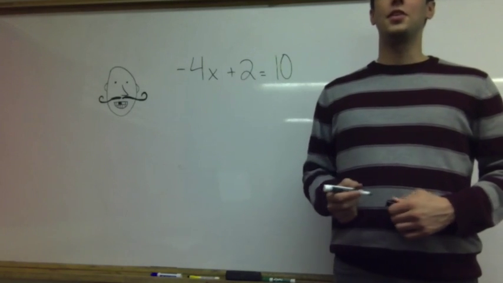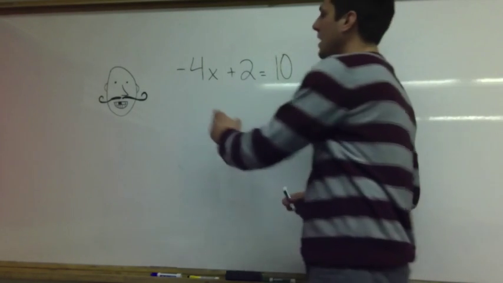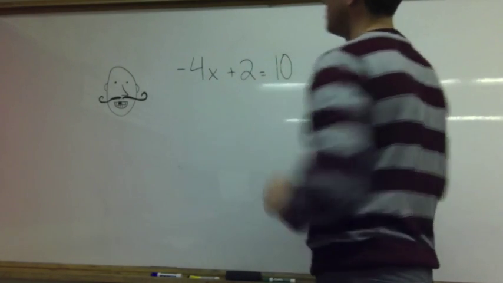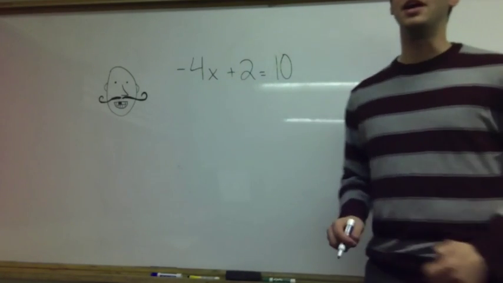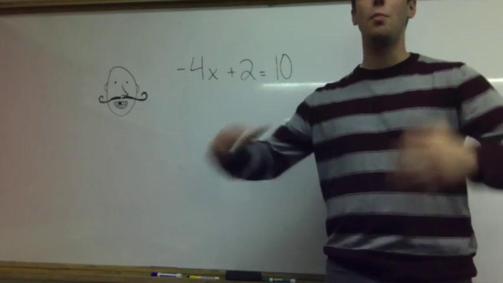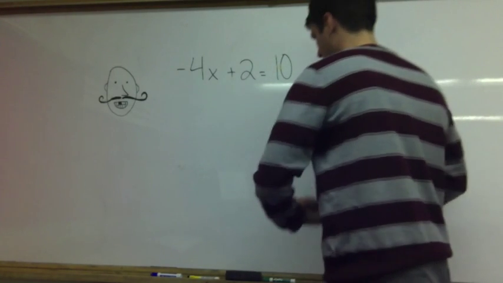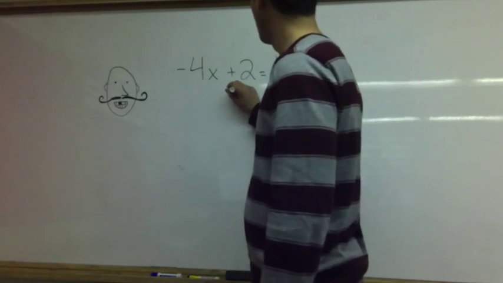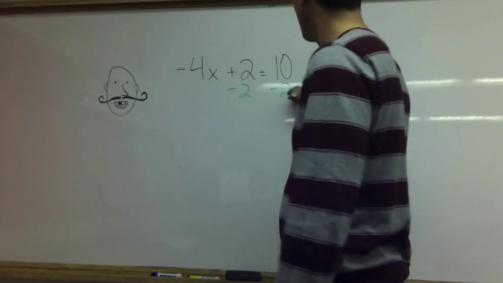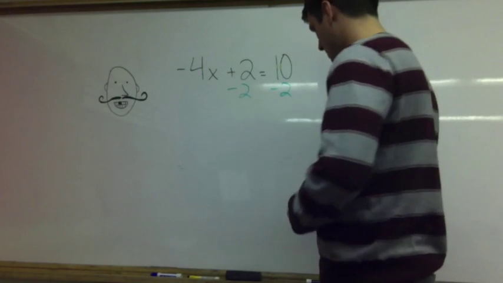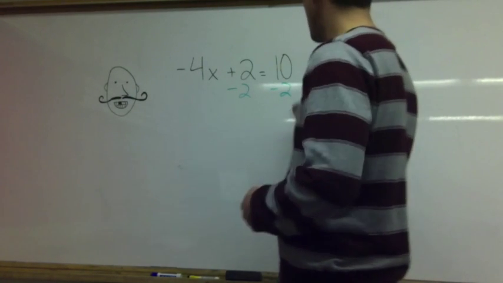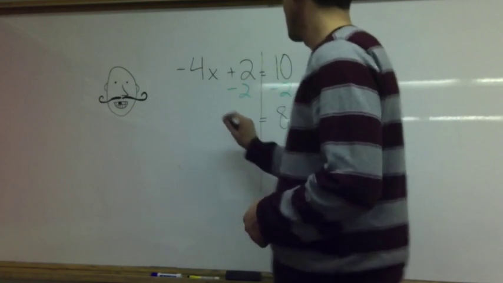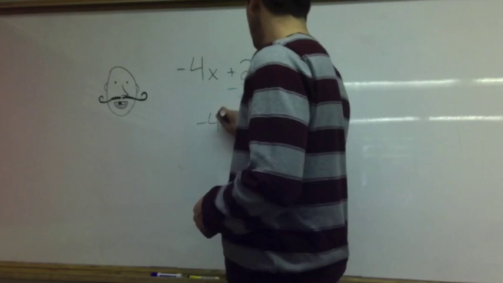So here we have another equation, and if we were to think about it, if we were to plug a number in for x, we would do that times negative 4 plus 2. That's the order of operations. So to get rid of terms, we need to go backwards. The first thing we get rid of is the plus 2. We subtract 2 from both sides. And that leaves us with 8 on this side and negative 4x on this side.